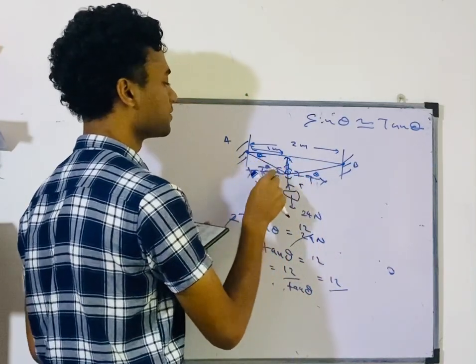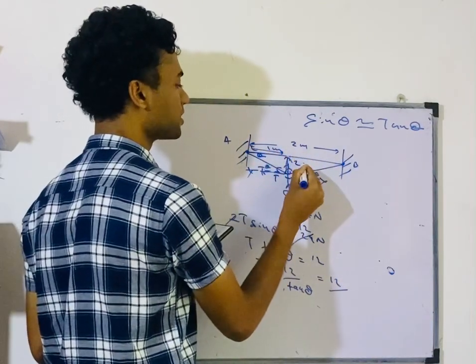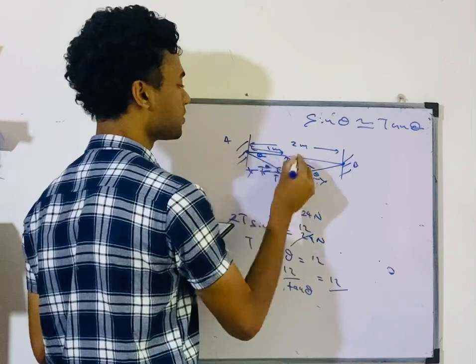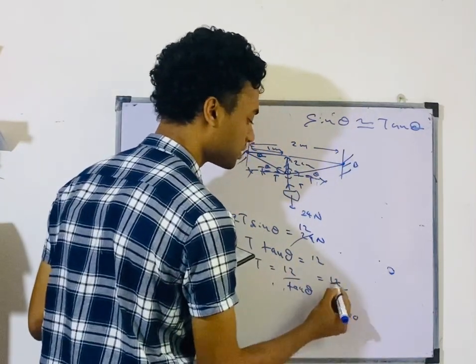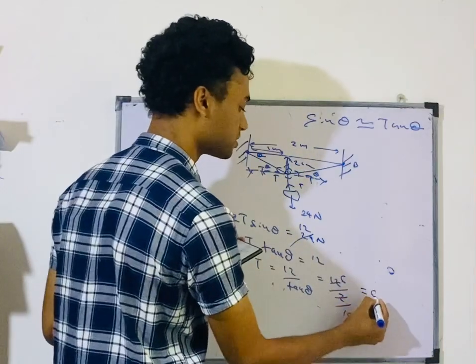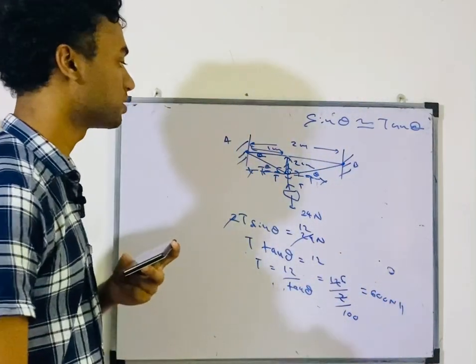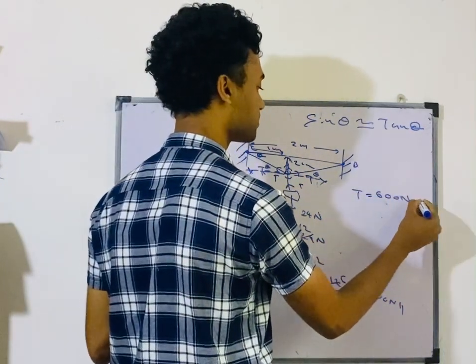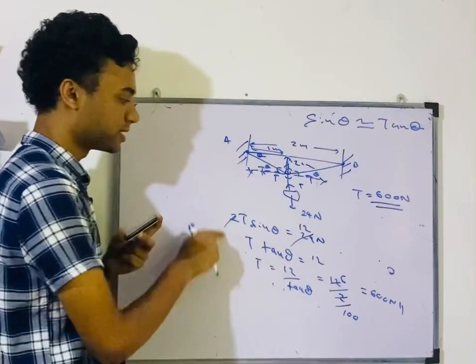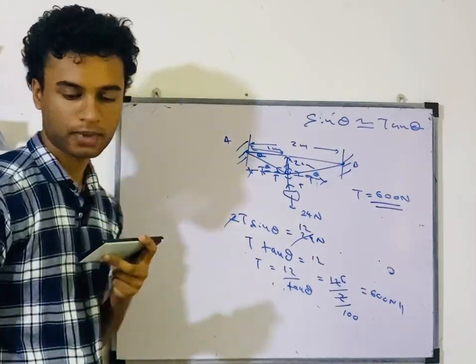The angle is theta. If this angle is theta, this angle is theta. Opposite over adjacent: what's opposite here? 2 centimeters. Adjacent is 100 centimeters. Therefore 2 over 100. Then it's 600 newtons. Clear? So tension is 600 newtons. We found the tension to be 600 newtons. Please copy this, or you can take a screenshot. I'm going to erase this part now.